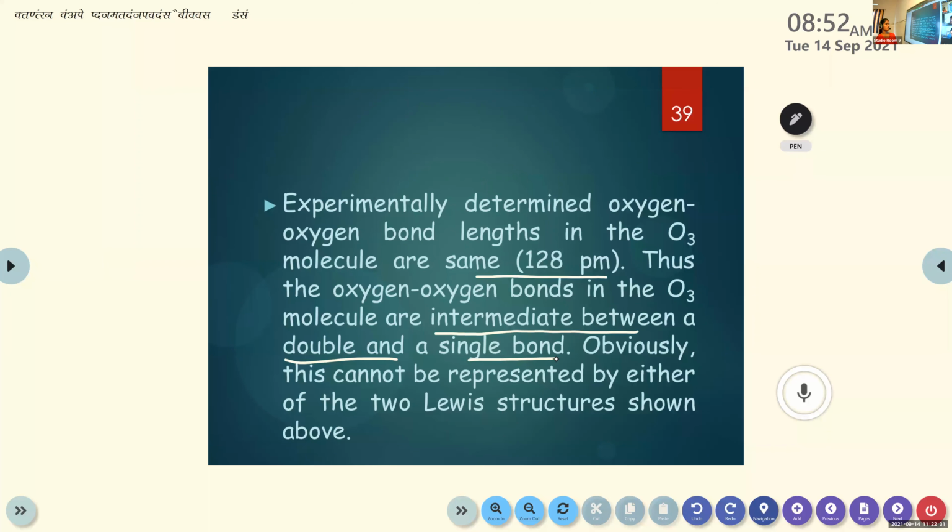Okay, the experimentally determined oxygen-oxygen bond length in ozone molecule is the same, that is 128 picometer, in the case of both oxygen atoms. This bond length cannot be represented using structures 1 and 2. So it's an intermediate between oxygen-oxygen single bond and oxygen-oxygen double bond. So there will be an intermediate structure. That's the third one. It is known as resonance hybrid.